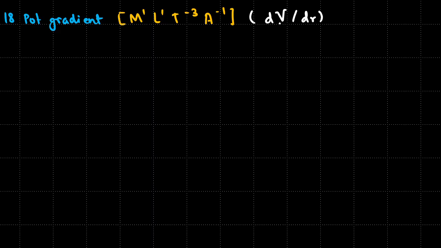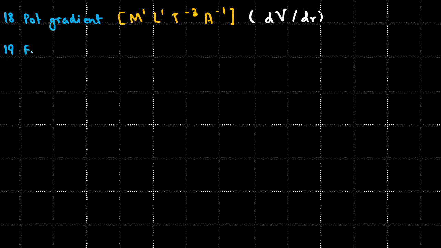Here, dV means change in electric potential, and dr means change in distance. You can also write x. I'm writing r over here, but you can also write x. It does not matter, anything that represents the distance.